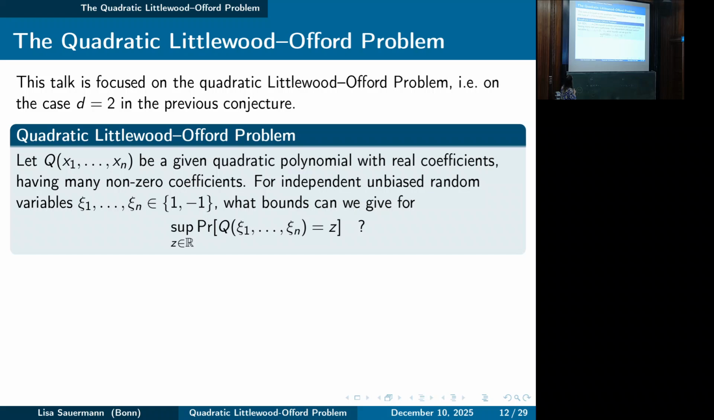So we arrive at the so-called quadratic Littlewood-Offord problem. Just to state the problem again, I call the polynomial Q now because that stands for quadratic. We have a quadratic polynomial with real coefficients, which, just for simplicity, we take to satisfy the easiest of those conditions, so that it has many non-zero coefficients, meaning linearly in n squared many. Then we can ask, for independent, unbiased random variables, what bounds can we give for this probability? Of course, you can also take the other notions of many non-zero coefficients that we had on the previous slide, like with the disjoint sets of variables and so on.